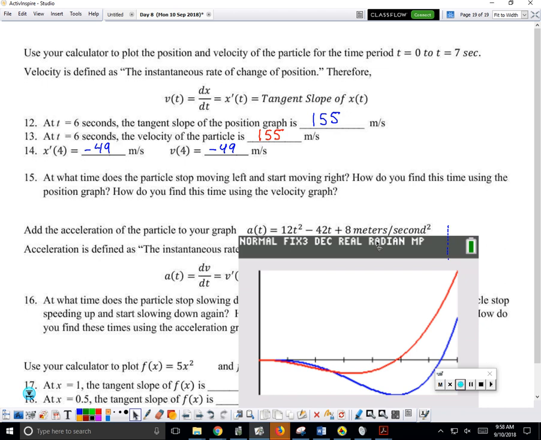Analyze your graph. Do the menu thing again. If you need help with anything on the calculator, let me know. Okay?